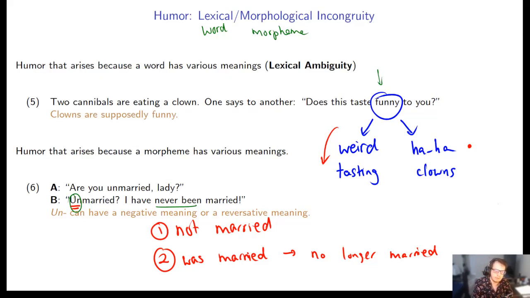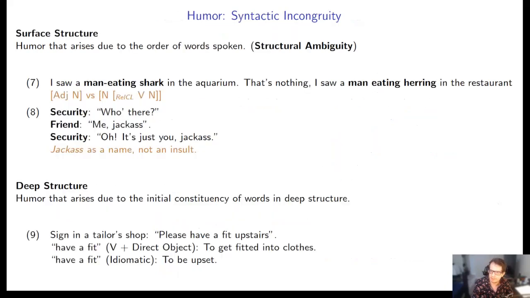When we talk about syntax and syntactic incongruities, there are two types of syntactic incongruities, and they're separated into surface structure jokes and deep structure jokes. Now, you don't need to concern yourself with the difference between the two. I'm just illustrating surface and deep structure. That way, if you know 322 material and have worked with deep structure in more depth, you can get a little bit more out of it. But you just need to know syntactic incongruity.